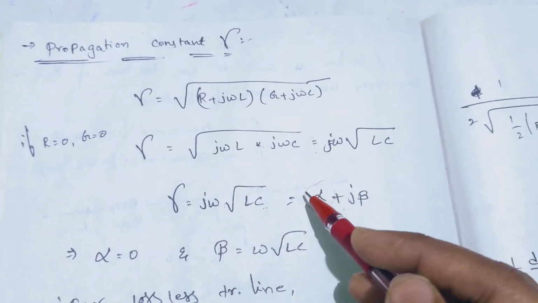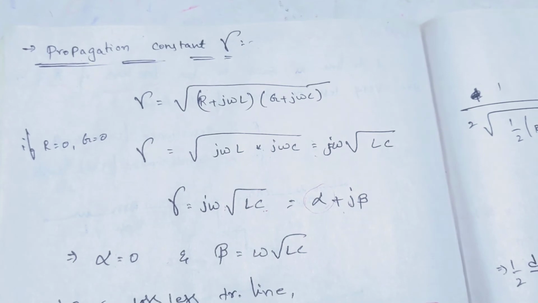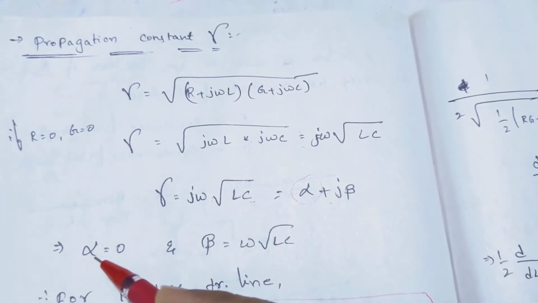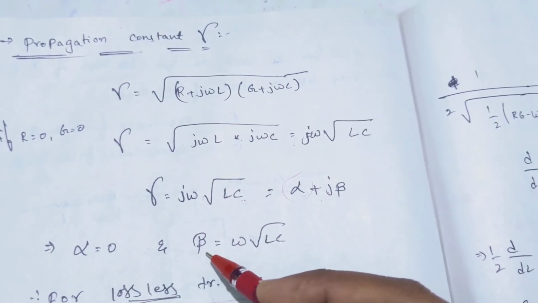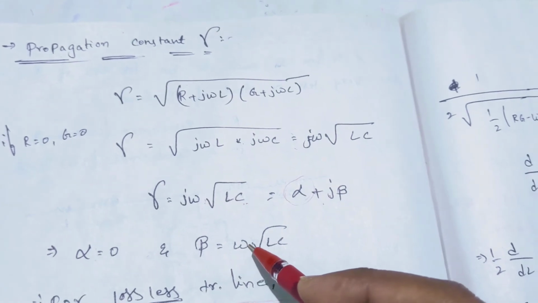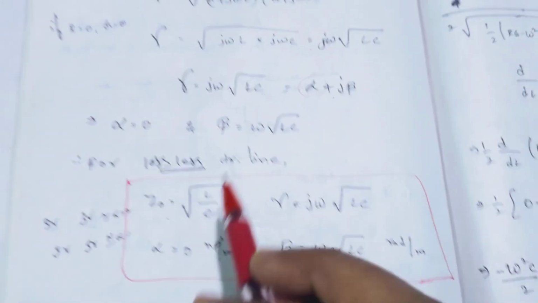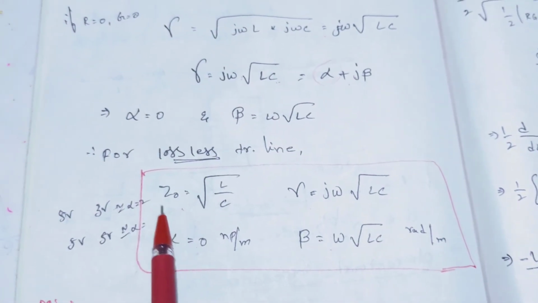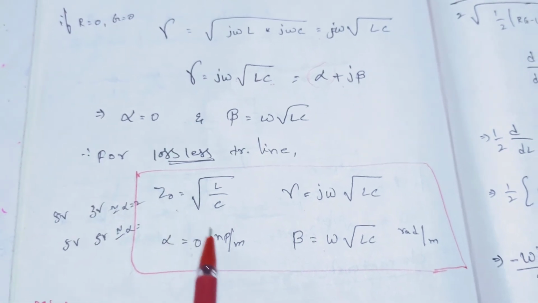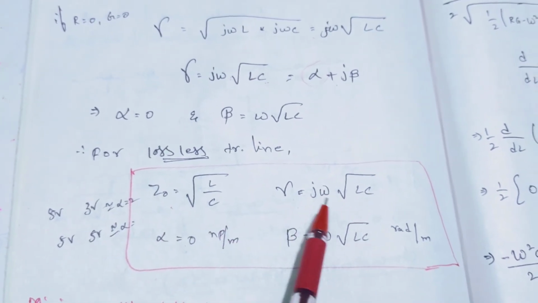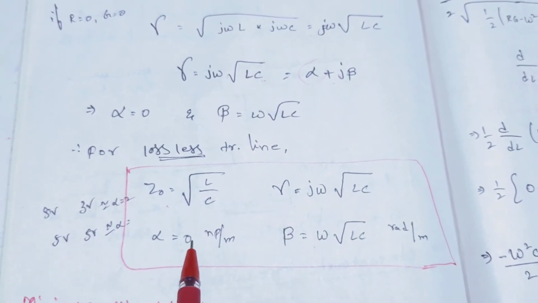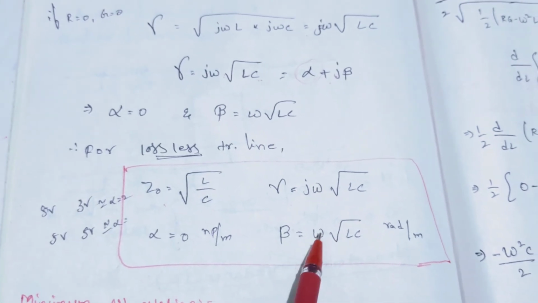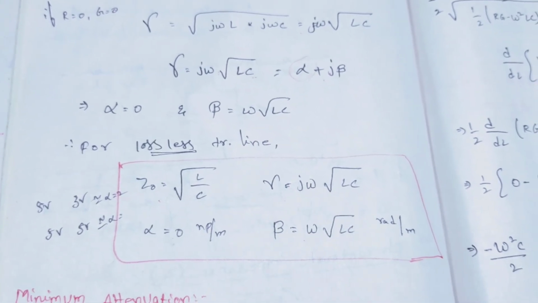From this propagation constant, the real value equals 0, so the attenuation constant alpha equals 0 and the phase constant beta equals omega root LC. From this we can summarize the lossless transmission line: characteristic impedance Z0 equals root of L by C, propagation constant equals j omega root LC, attenuation constant equals 0 nepers per meter, and phase constant equals omega root LC radians per meter.